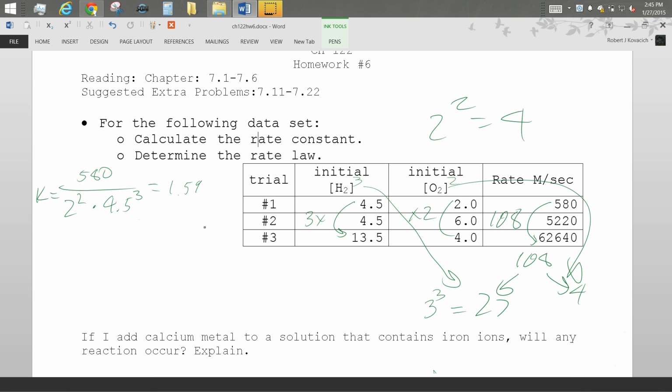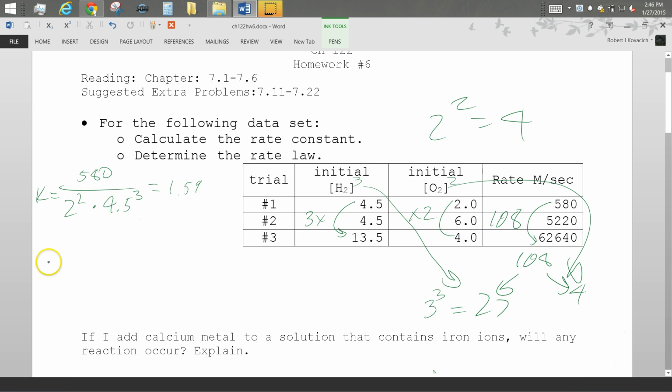1.6. I was going to ask that, how do you know? Isn't it 2 sig figs? 2. So the oxygen column, yep. And the hydrogen also has 2. And the rate also has 2, because it's only 580. Right? Yep. Okay.